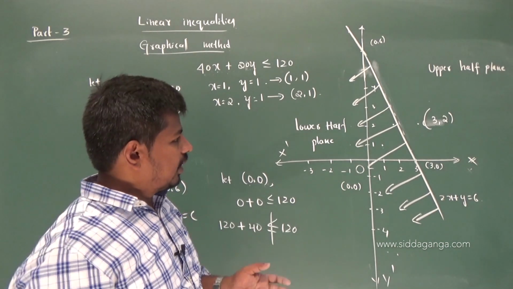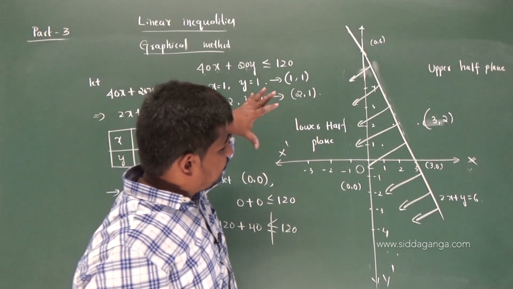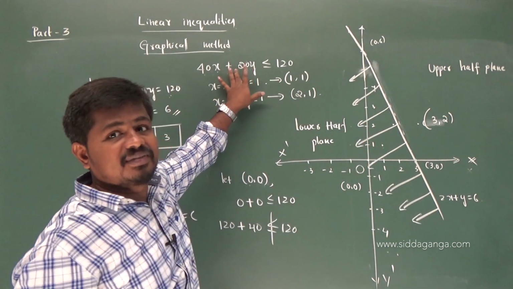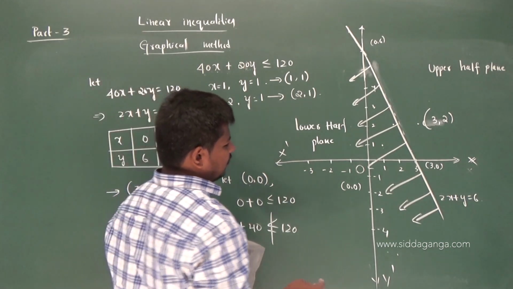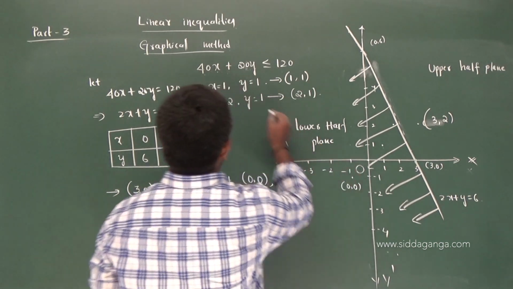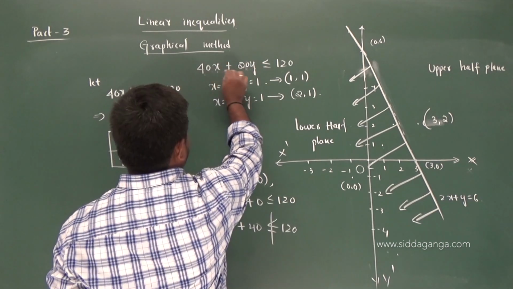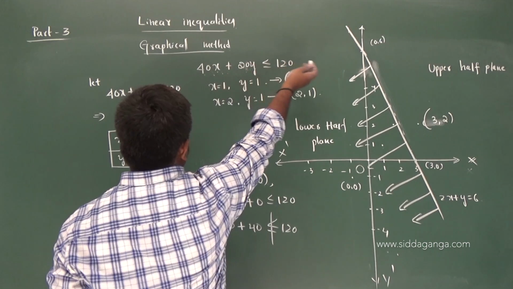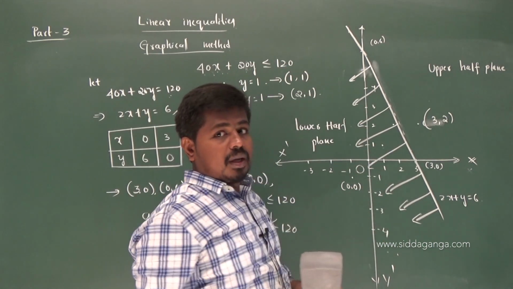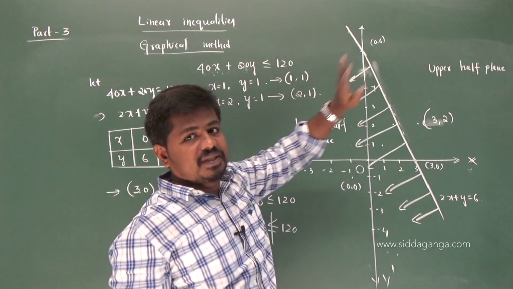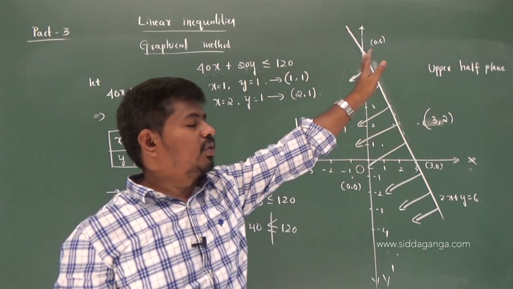That is it. Then you can take any point from the lower half plane and substitute in this, it will be satisfied. For example, let me take the point (-1, -1). So minus 40 minus 20, minus 60, of course less than or equal to 120. If you take any point from the upper half plane and substitute in this, it will not be satisfied, hence that is not a solution region.